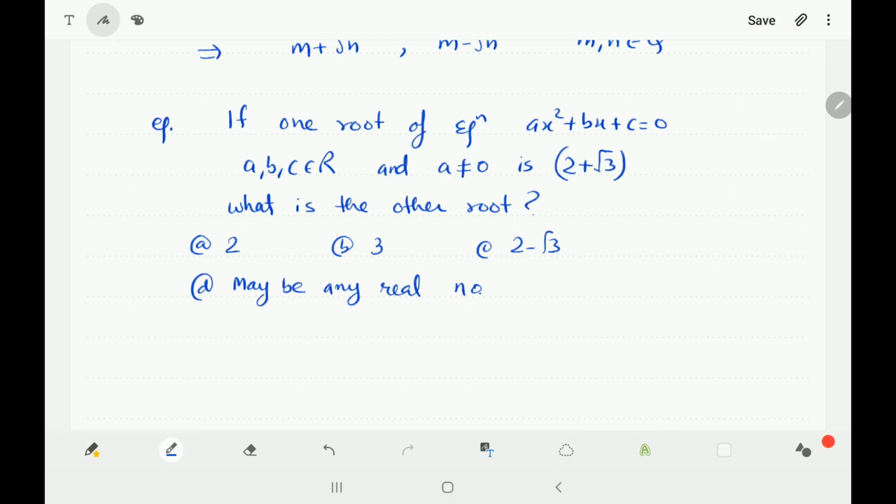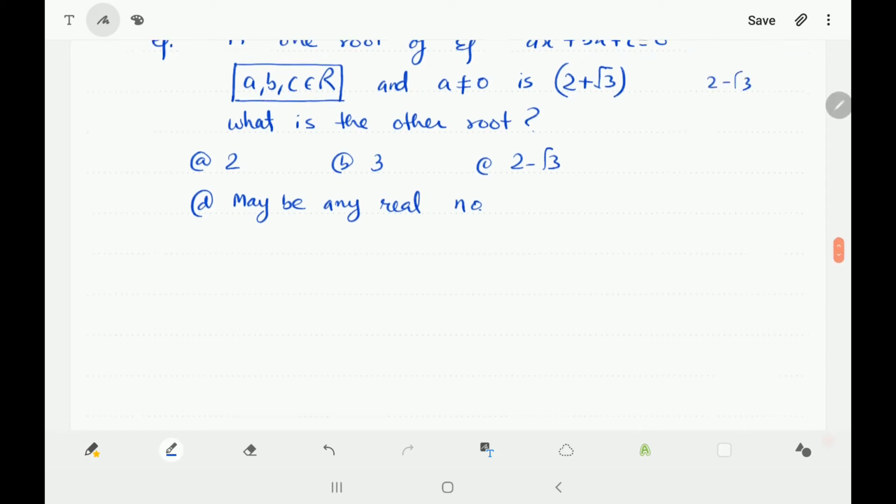if one root of the equation ax square plus bx plus c is equal to 0, where a, b, c belong to real numbers and a is not equal to 0, is 2 plus root 3, what is the other root? Now in this problem, we have the condition that a, b, c belong to real numbers. Okay, but in the point above we have discussed that a, b, c belong to rational numbers. If a, b, c belong to rational numbers, then the other root must be 2 minus root 3.